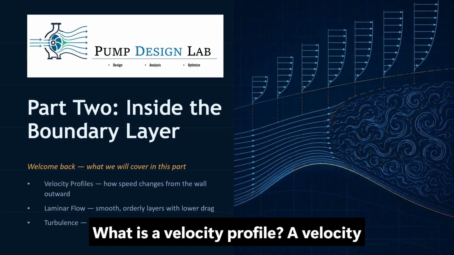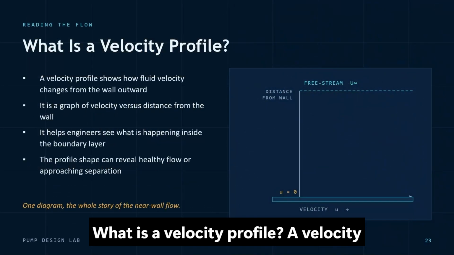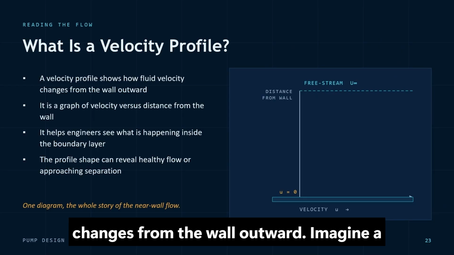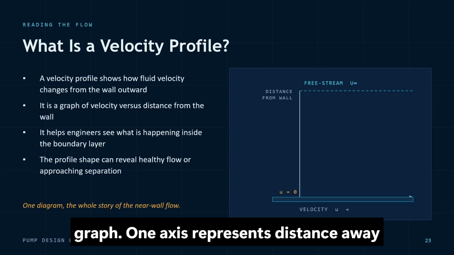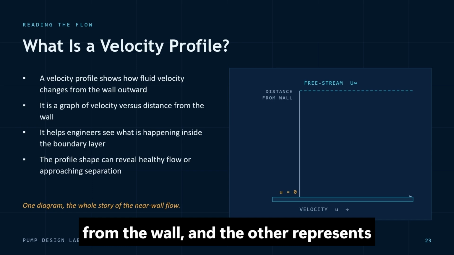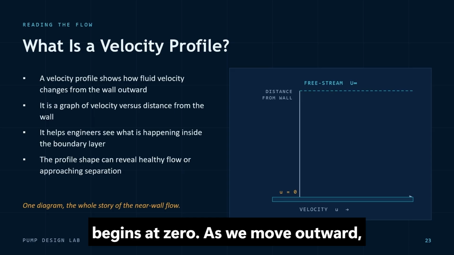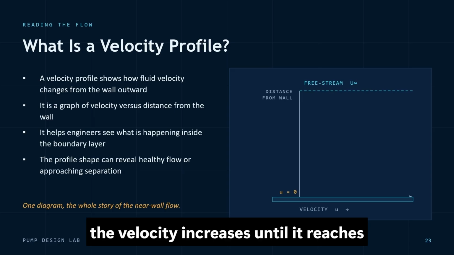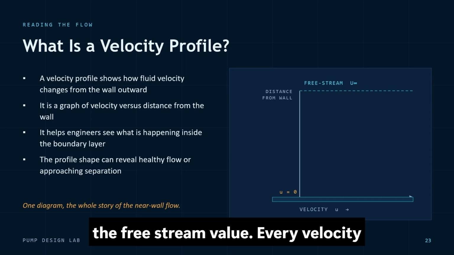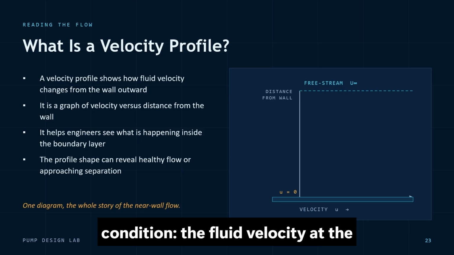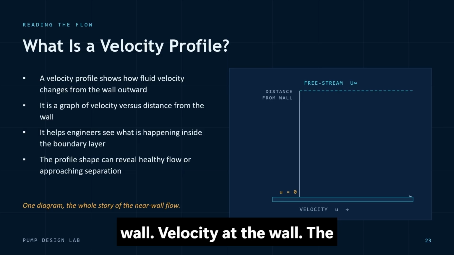What is a velocity profile? A velocity profile is a picture of how fluid speed changes from the wall outward. Imagine a graph. One axis represents distance away from the wall, and the other represents fluid velocity. At the wall, velocity begins at zero. As we move outward, the velocity increases until it reaches the free stream value. Every velocity profile begins at one non-negotiable condition, the fluid velocity at the wall.